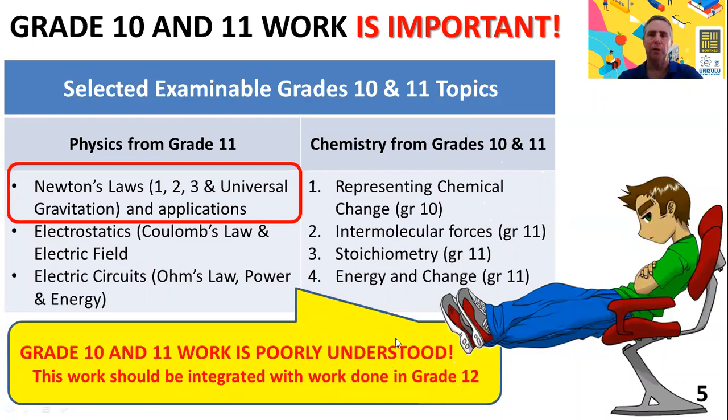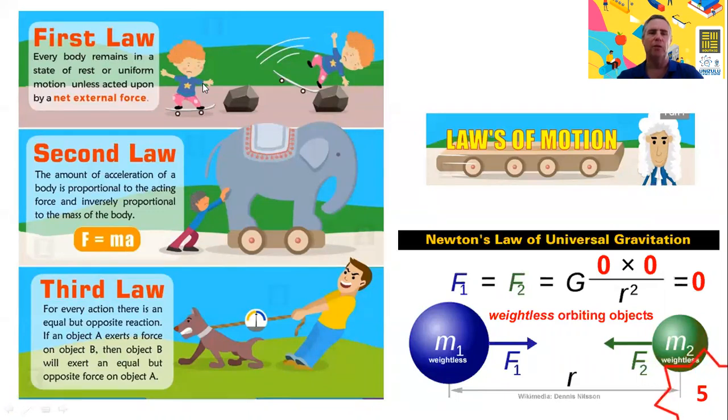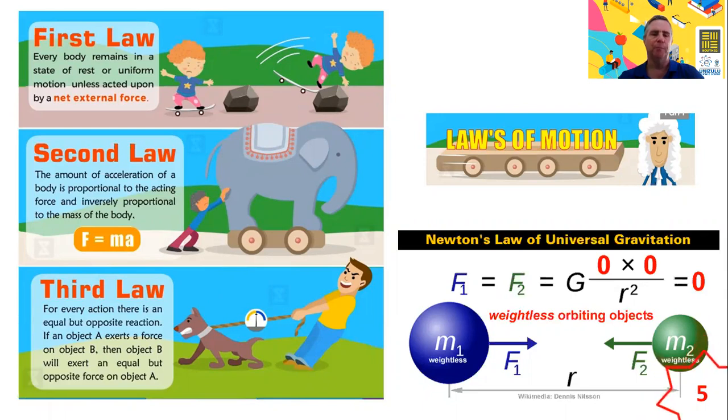So even if you are sleeping in grade 10 and 11, particularly Newton's laws and his universal gravitation law are important for this section. So just to remind you, if you've forgotten, Newton's first law, that everybody remains in a state of rest or uniform motion unless acted on by a net external force. It talks about constant velocity. Newton's second law, talking about acceleration, force equals mass times acceleration. The acceleration is directly proportional to the force and inversely proportional to the mass. And Newton's third law, the law of action-reaction, very important.